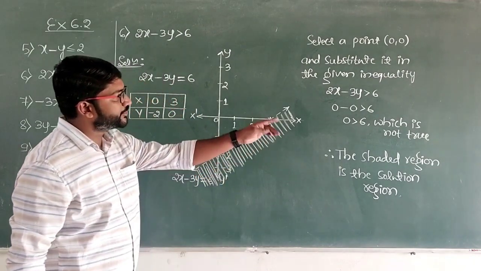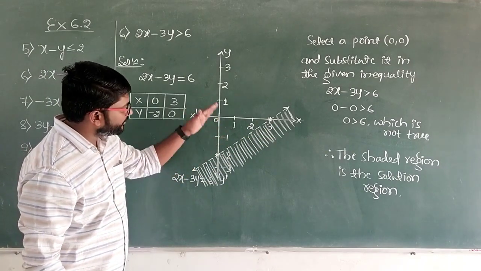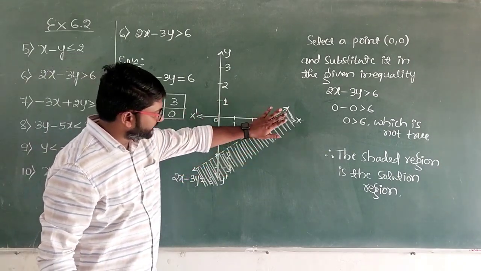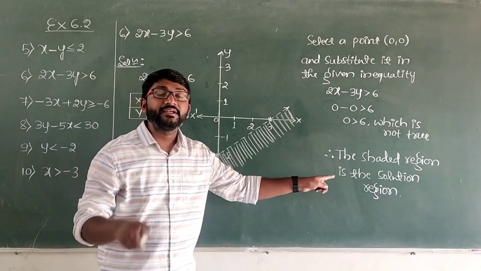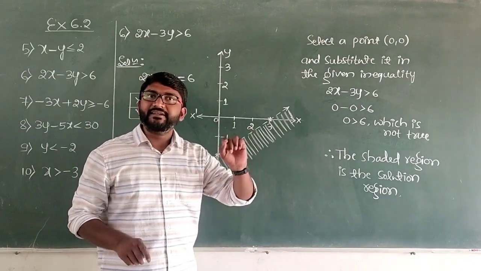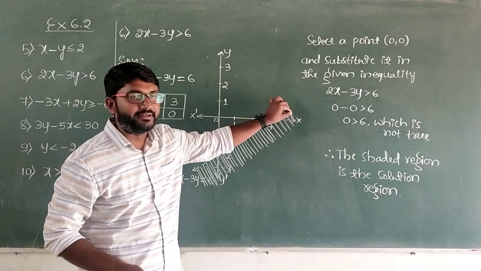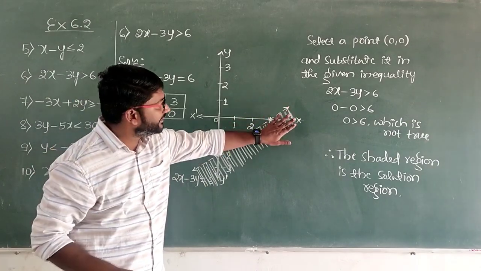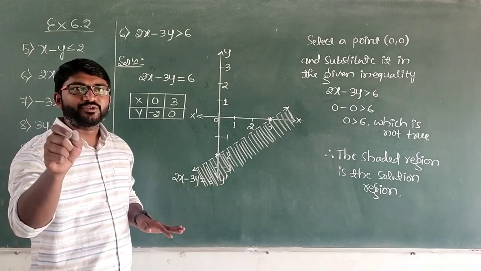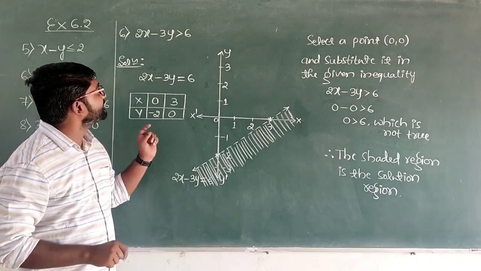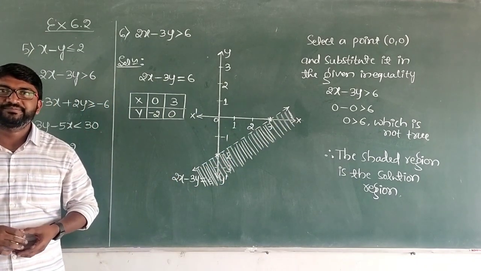In case it is true, we would have shaded towards the origin. So this shaded region is a solution region. Since the given inequality is a strict inequality, we should not consider points on the line. We have to consider only the points in this shaded region as the solution for the given inequality. So this is all about question number 6.